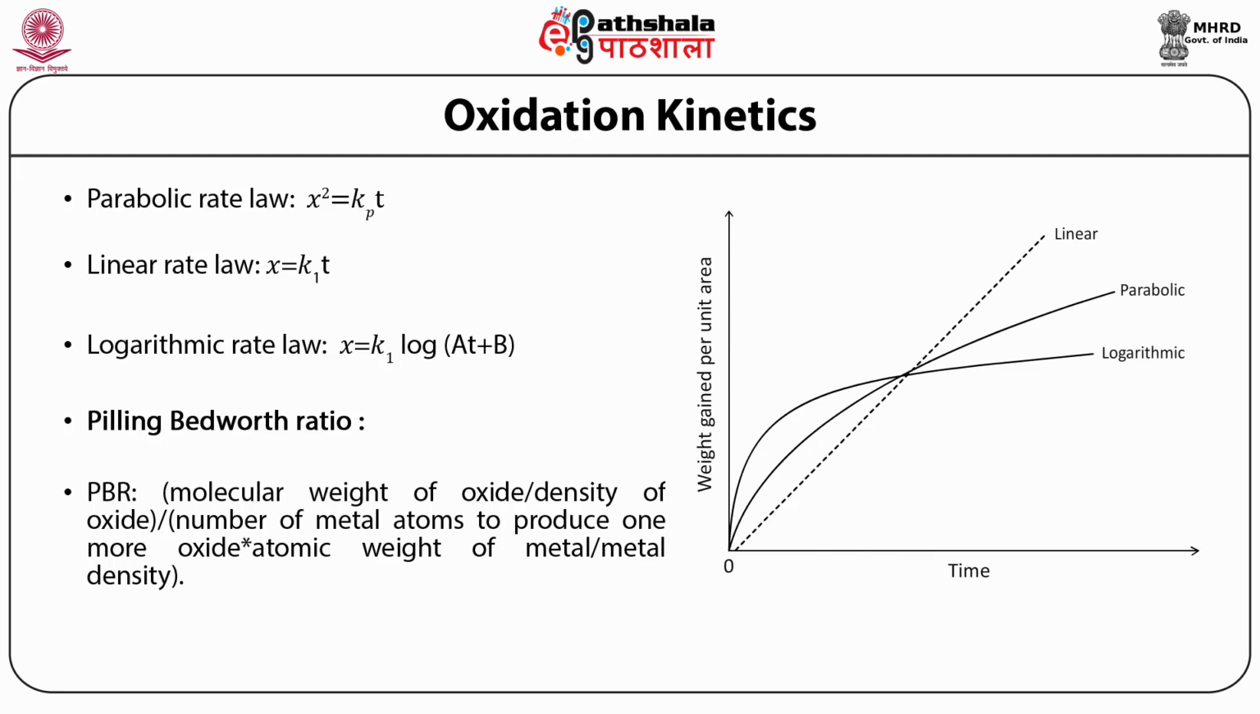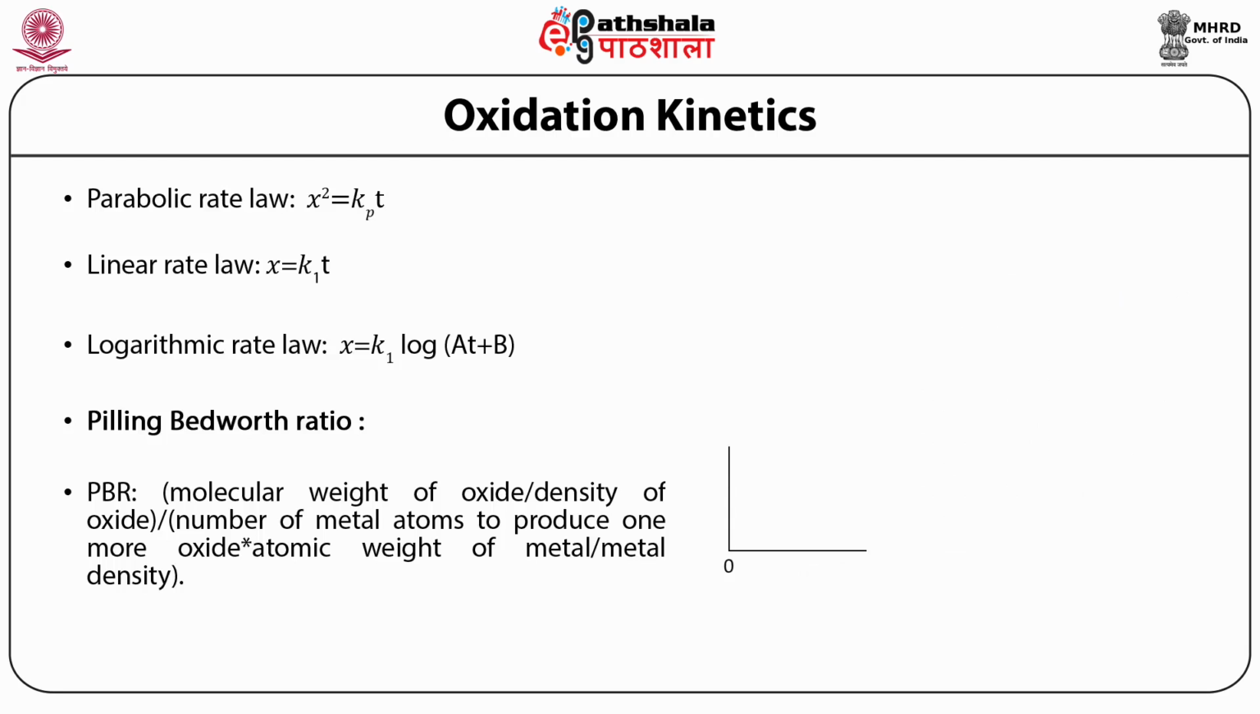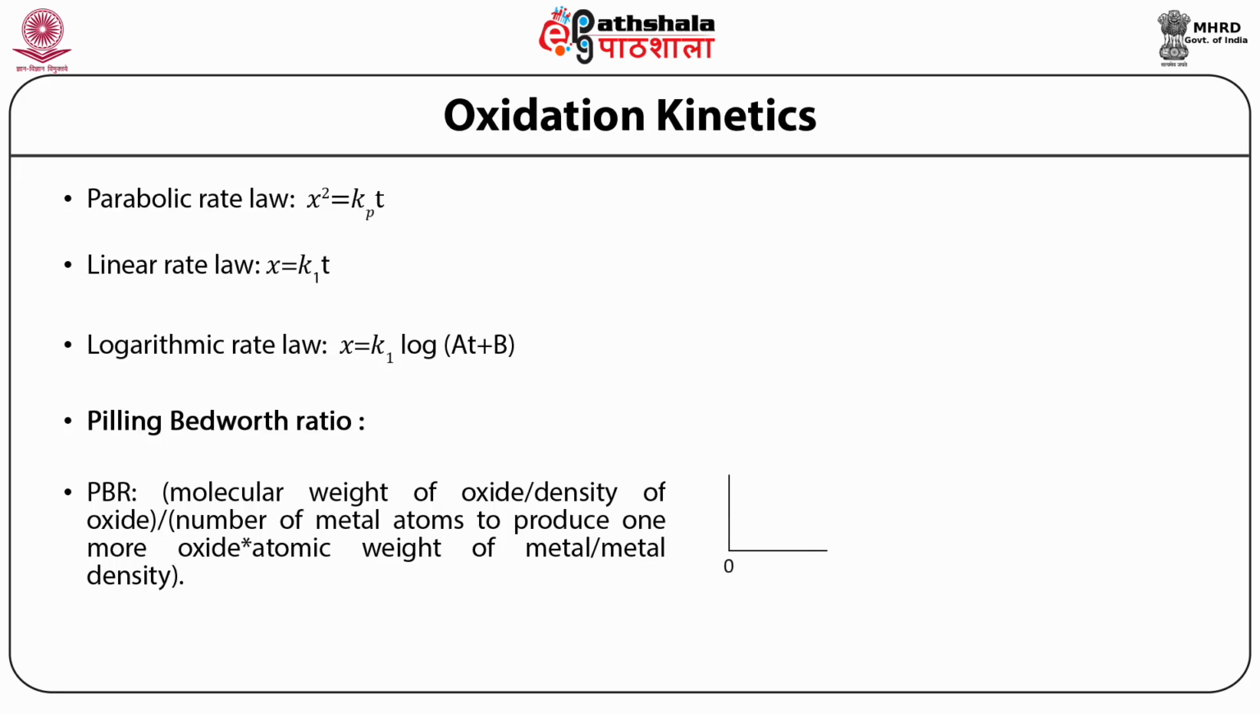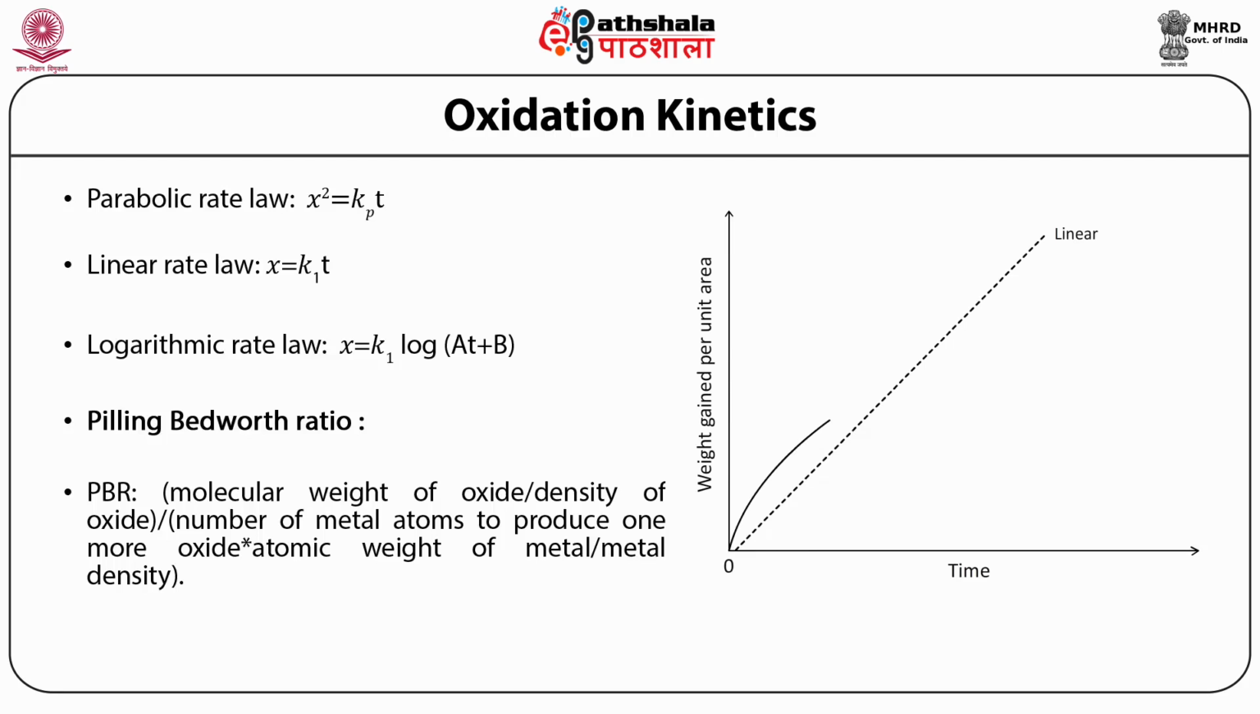So when the ratio is less than 1, we have a non-protective oxide, and when it is much greater than 1, we again have a non-protective oxide, due to oxide spallation from the large compressive stress developed in the oxide. Ideally, the best protective oxides have a PBR in the range of 1 to 1.5.